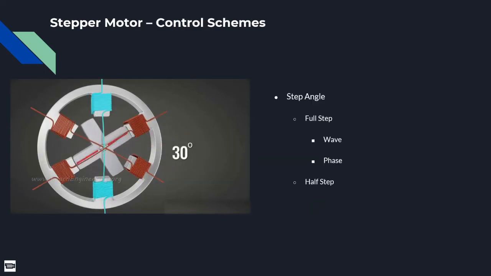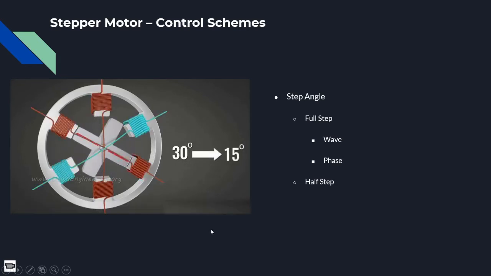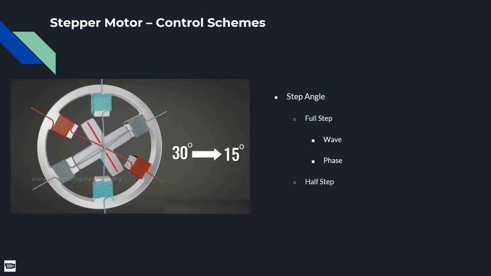If you look at the control schemes, there are various control schemes, starting from full step and going towards half step. Look at this particular configuration: in the full step you get 30 degrees. As far as half step is concerned, you can get a step angle of 15 degrees by the half stepping method.